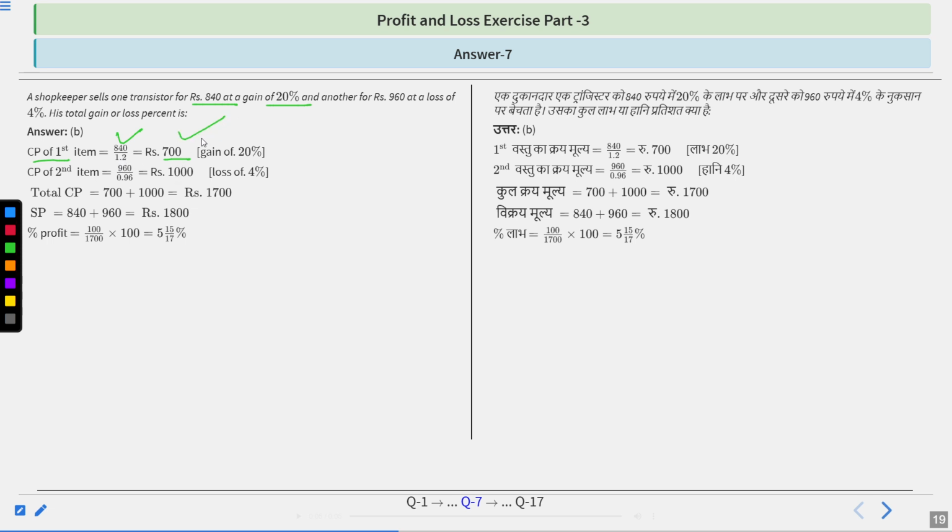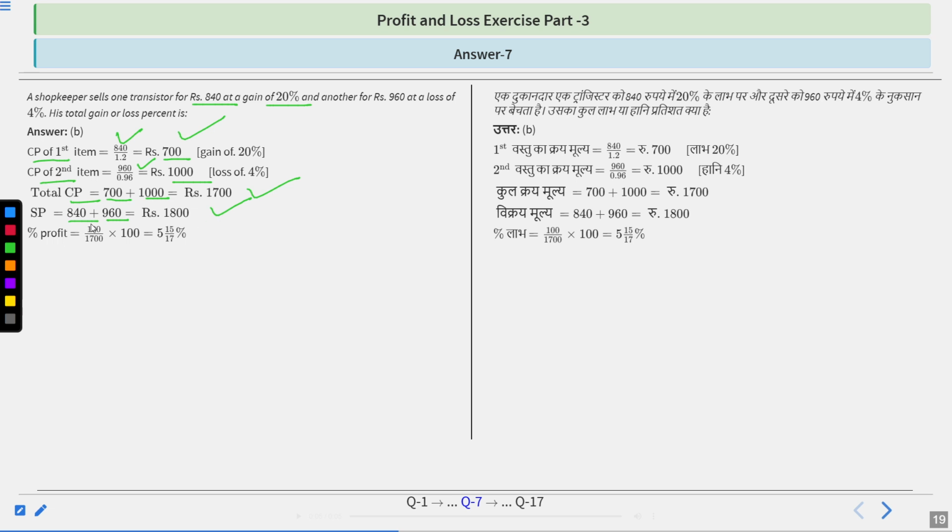In the same way, we can calculate the cost price of the second article, where the selling price is 960 and he takes a 4% loss. So dividing by 0.96, we get 1000. So the cost price of the second article is 1000. So total CP is 700 plus 1000, which becomes 1700, and total SP is 840 plus 960. It will become 1800.